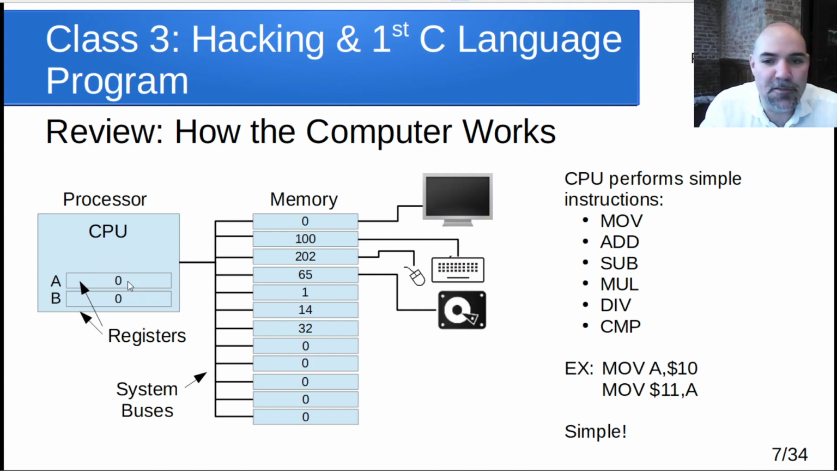And the CPU also has a collection of circuits that can do simple instructions like move, which allows us to pick up something from memory or copy the pattern from memory into the CPU, or move, copy from the CPU back to memory. And then simple arithmetic operations like you'd be used to doing.